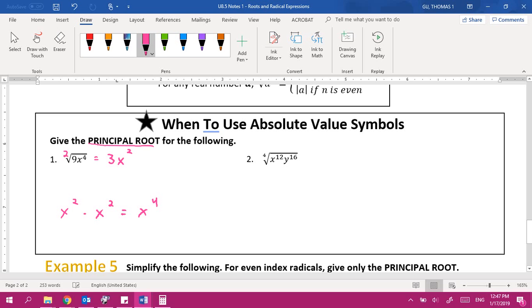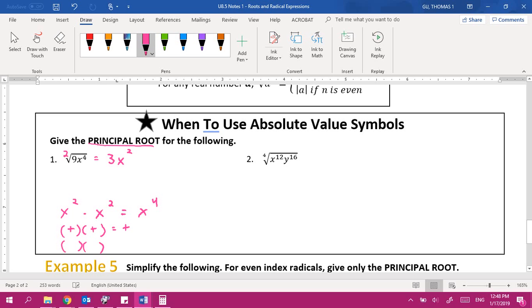3x squared. Right. Now here's the important part. You have to make sure this is a positive number all the time, right? Because it says principal root. So how am I going to check if that's positive? Well, watch this. X squared means that the number is going to multiply by itself, right? So if x was a positive number, what would this number come out to be? Positive or negative?